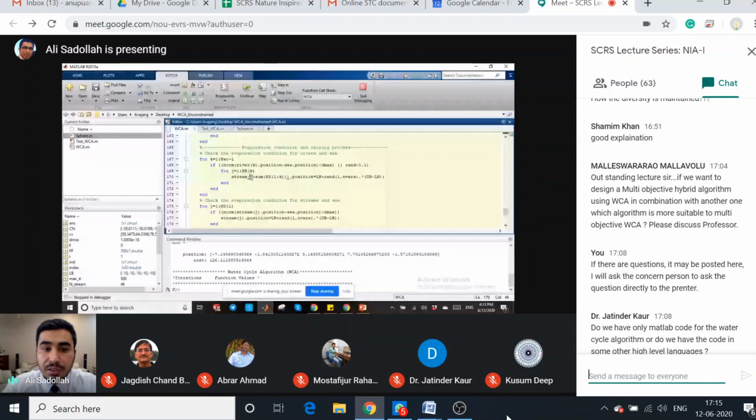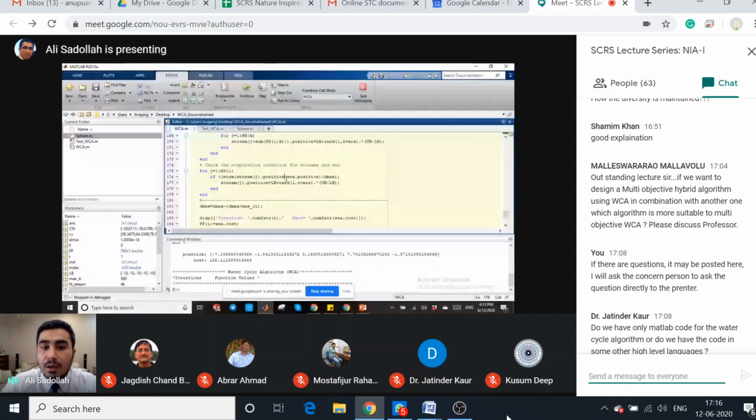The streams here, how many times? 19 times here, because NSR minus 1 is 19. For 19 times, check the position of each stream with the sea. If it's smaller than Dmax, then just find or obtain the position of the new stream based on the global search operators. And then iteratively, at that iteration, decrease the value of Dmax by this equation.